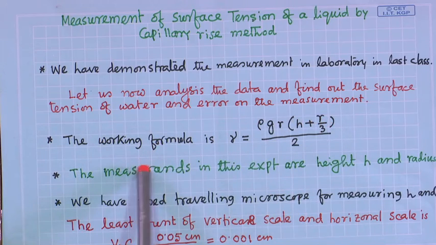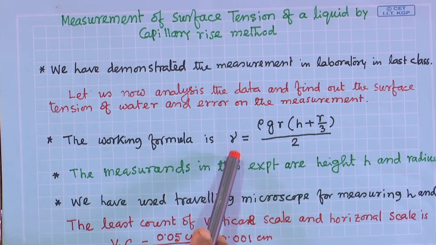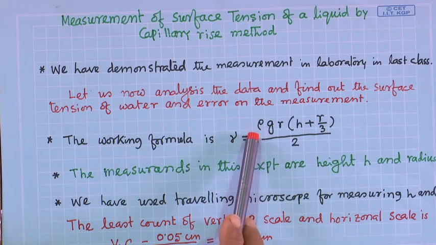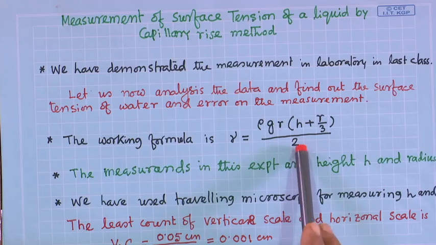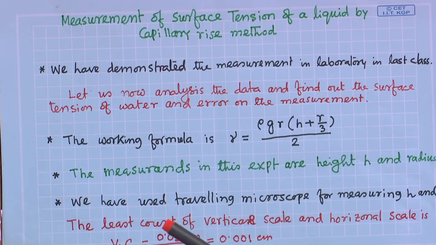So, the working formula was surface tension gamma equal to rho g (r h plus r by 3) divided by 2. Here rho is the density of water, g is the gravitational acceleration, r is the radius of the capillary tube, and h is the height of the water column from the surface of the water in the container.